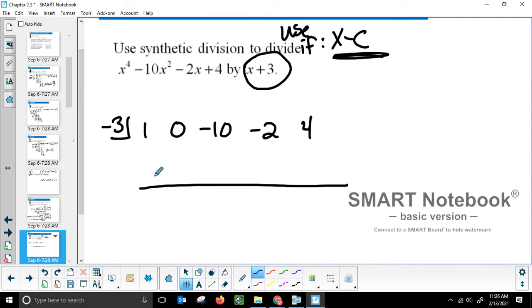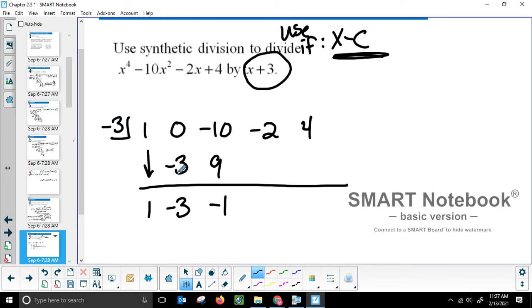I bring my first number down always. I multiply what's in my box times what's down here. -3 times 1 is -3. I put that number up above the line. Then I'm going to add, so 0 plus -3 is -3. Then I'm going to multiply again. -3 times -3 is +9. Then I'm going to add. -10 plus 9 is -1.